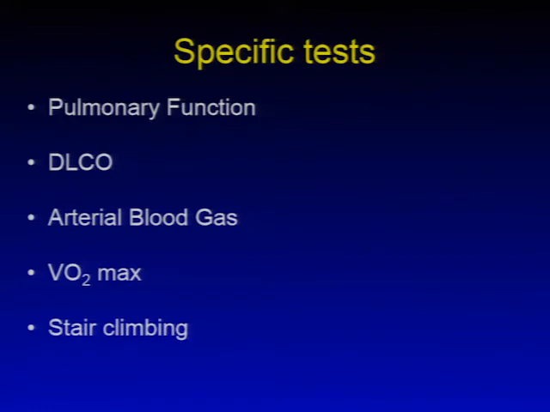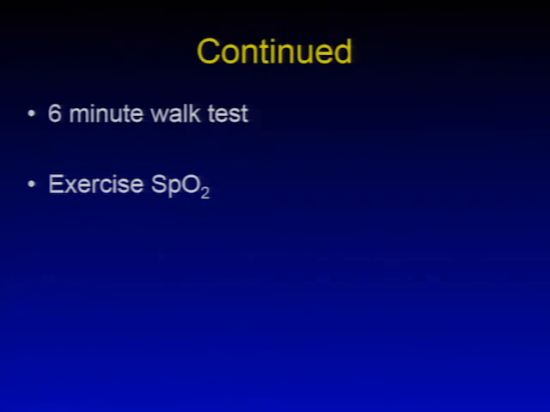So specific tests that we can get, and this is one of the most important parts of the lecture: pulmonary function tests, diffusion of carbon monoxide, arterial blood gases, the VO2, which is the consumption of oxygen, and also stair climbing as well. And we have the 6-minute walk test, and then we also have the exercise SpO2, which can also be used in these patients.